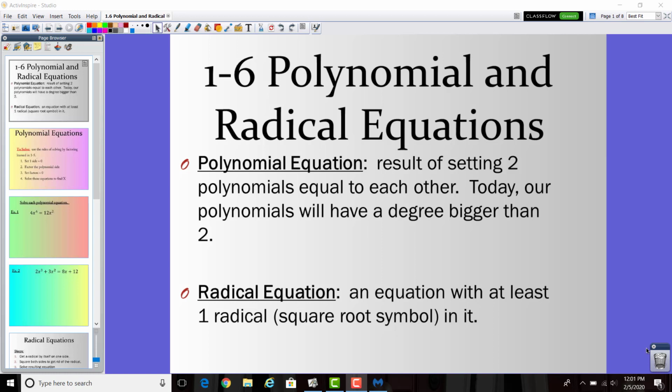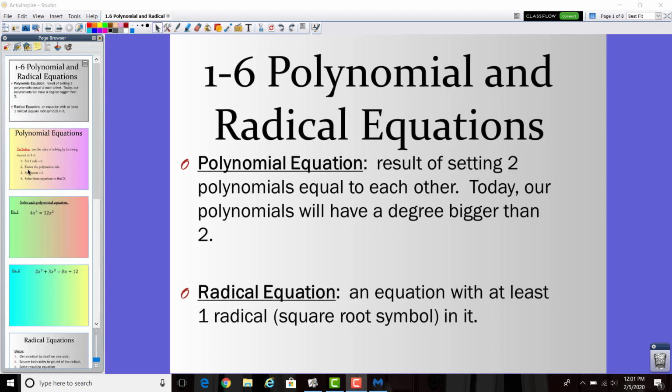Today when we're talking about polynomial equations, we're talking about ones that have a degree bigger than 2, or exponents of 3, 4, 5, etc. A radical equation is just that. It's an equation that has a radical in it. The concepts that it takes for us to solve both of these equations we have already done.